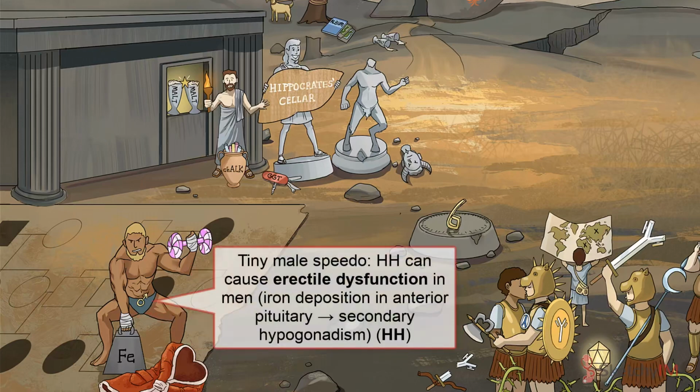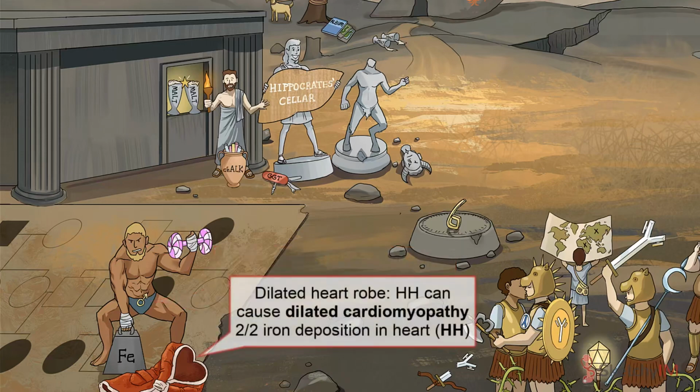Men may also present with erectile dysfunction. This is usually a result of secondary hypogonadism from iron deposition in the anterior pituitary. Iron deposition in the heart, meanwhile, can cause dilated cardiomyopathy. Patients may present with arrhythmias or heart failure.